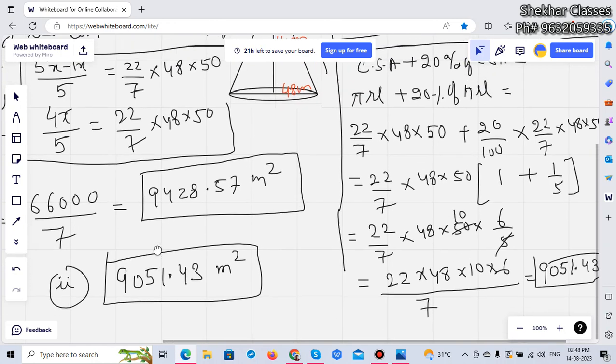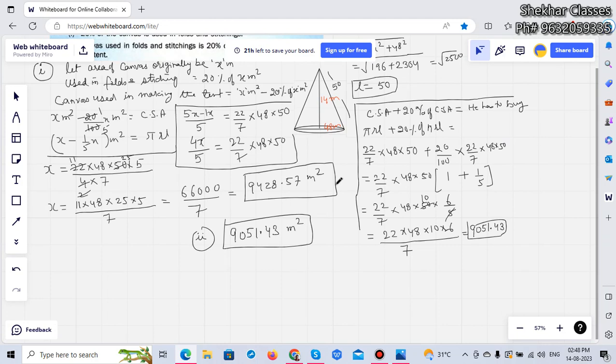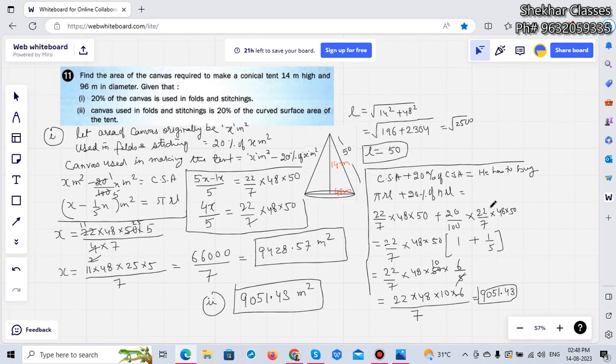He has to buy, out of this 20% will go into stitching part in it. Okay, so this is the final answer here. First one is this one, right, and second one is this one, and both are the answers in it.